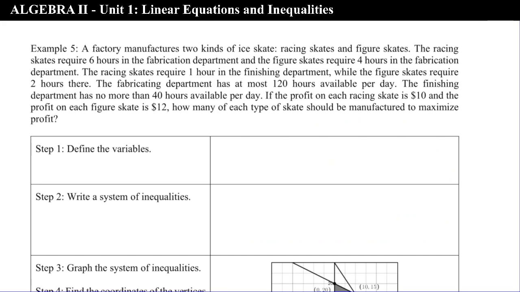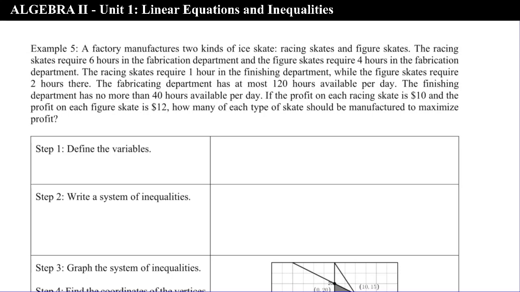All right, let's move on to another example. In this example, we have a factory manufacturing 2 types of ice skate, racing skates and figure skates. The racing skates require 6 hours in the fabrication department, and the figure skates require 4 hours in the fabrication department. The racing skates require 1 hour in the finishing department, while the figure skates require 2 hours. The fabricating department has at most 120 hours available per day. The finishing department has no more than 40. If the profit on each racing skate is $10 and the profit on each figure skate is $12, how many of each type of skate should be manufactured to maximize profit?